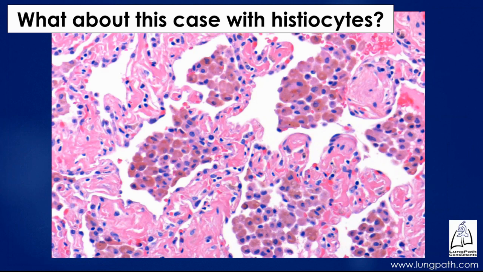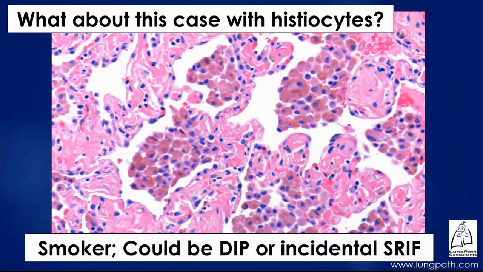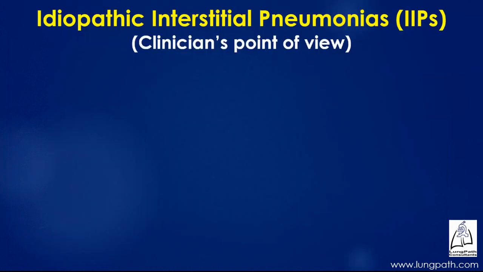So this could be an incidental finding in a smoker, or this could be part of a diffuse disease related to smoking, or desquamative interstitial pneumonia or respiratory bronchiolitis. So the only way to know how significant this is is to put it in the clinical context, to go back to our four domains and find out what's the clinical story and what are the radiologic findings.